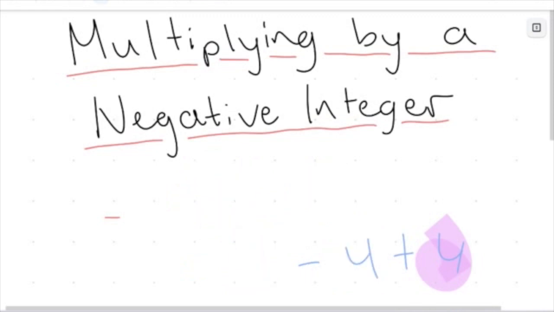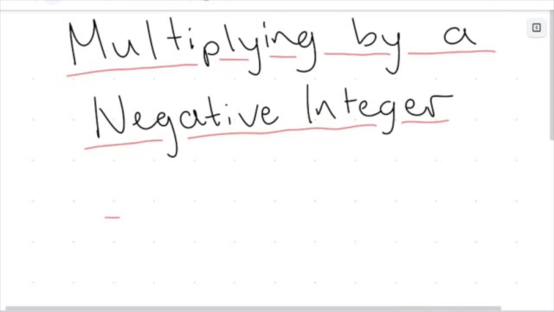Now, when we multiply by negative integers, this actually doesn't really change it at all in terms of the actual concept of what we're doing. We're going to get a different answer because there's a negative involved, but the way we approach it is exactly the same. Let me give you an example.